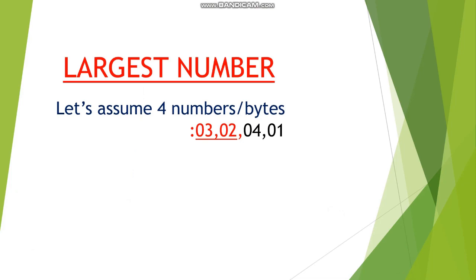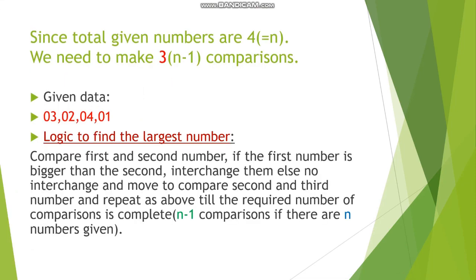So here we are assuming 4 numbers or bytes: 3, 2, 4 and 1. Since the total given numbers are 4, we need to make 3 comparisons. That is, for n numbers we need to make n minus 1 comparisons. Given data 3, 2, 4 and 1, here is the logic to find the largest number.